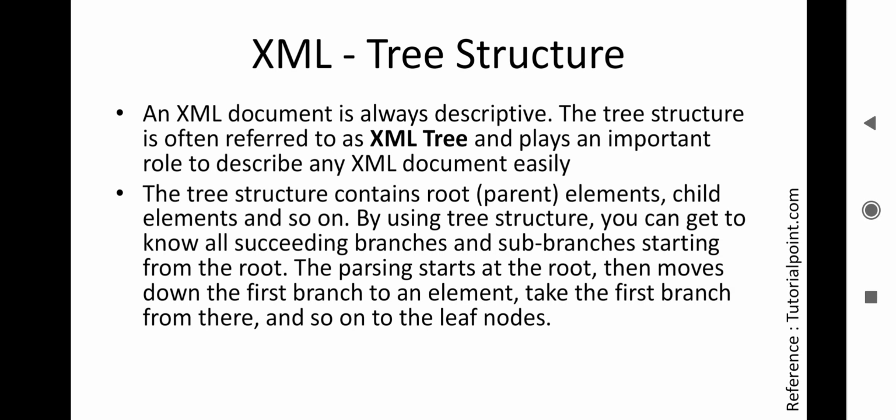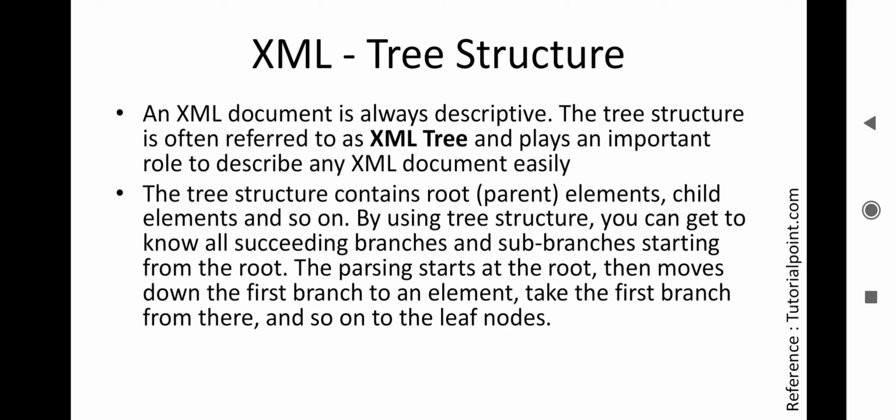XML tree structure. We know that we are maintaining an XML tree structure. An XML document can also be described as a tree structure, as we learned in the first slide about the structure of XML. An XML document is always descriptive. The tree structure is often referred to as the XML tree and plays an important role in describing any XML document easily. The tree structure contains the root element, child elements, and so on. By using the tree structure, you can get to know all succeeding branches and sub-branches starting from the root.